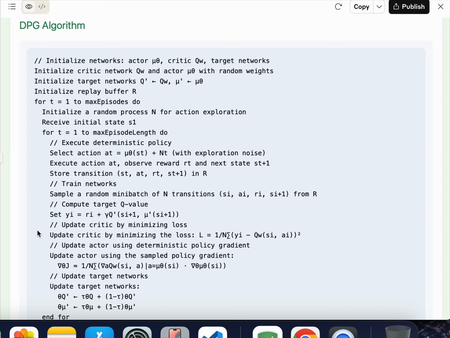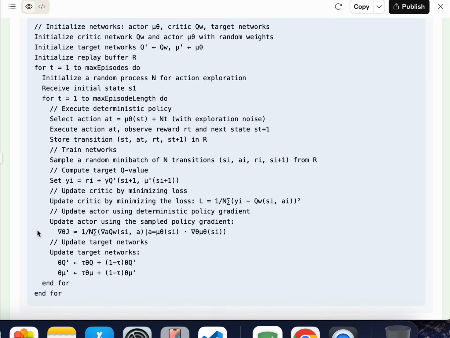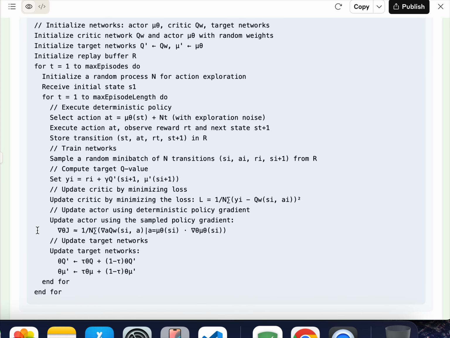Let's stop here. Now that we understand what DPG does and how its networks are set up, we'll walk through the algorithm itself step by step. So the process starts with initialization. We create the main networks, the actor, which we call mu theta, and the critic Q W. These both start with random weights. Then we create the target networks, which are just copies of the actor and critic. The target actor is mu theta prime, and the target critic is Q W prime. These target networks help smooth out the updates and keep things stable.